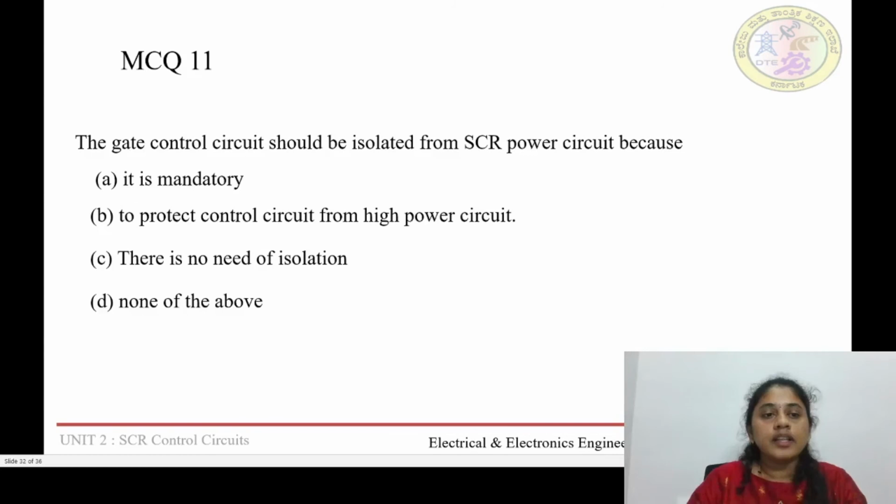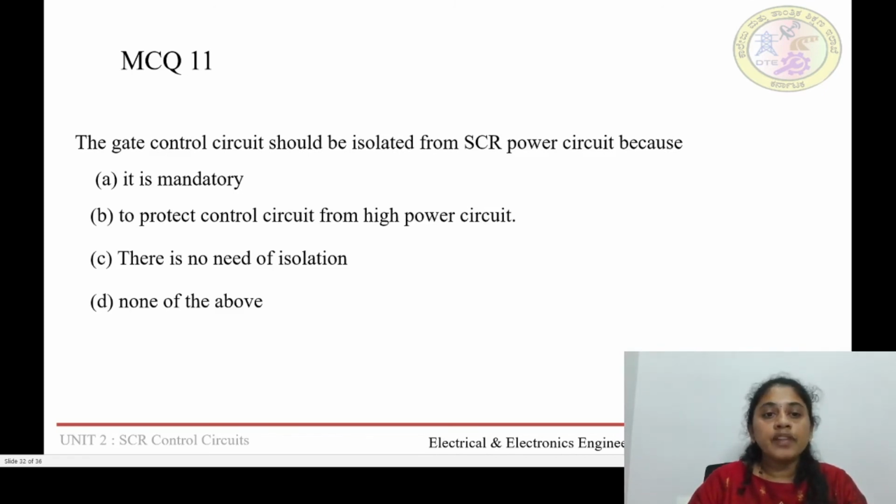Next question. The gate control circuit should be isolated from SCR power circuit because: option A, it is mandatory; option B, to protect control circuit from high power circuit; option C, there is no need of isolation; and option D, none of the above.